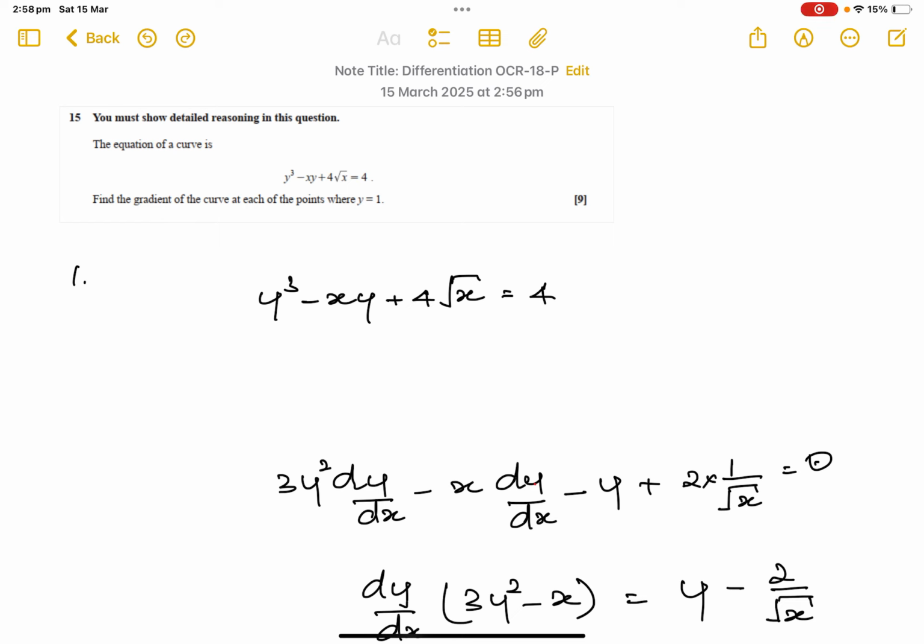The equation of a curve is y cubed minus xy plus 4 root x equals 4. Find the gradient of the curve at each of the points where y equals 1. The equation of the curve is given: y cubed minus xy plus 4 root x equals 4. We need to find the gradient.